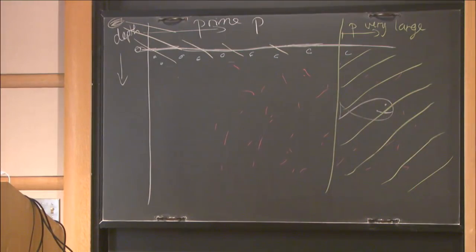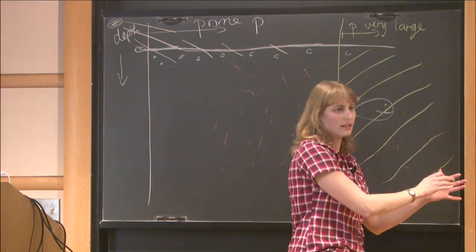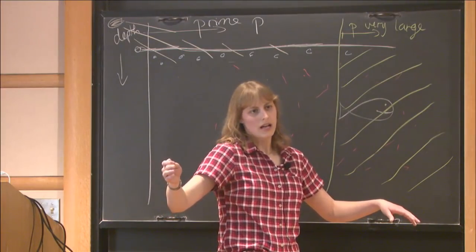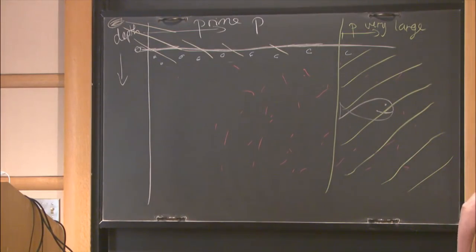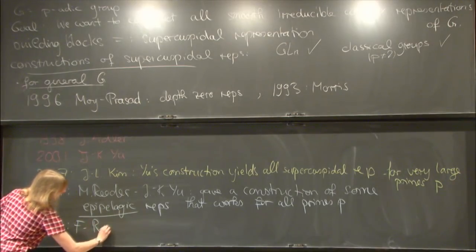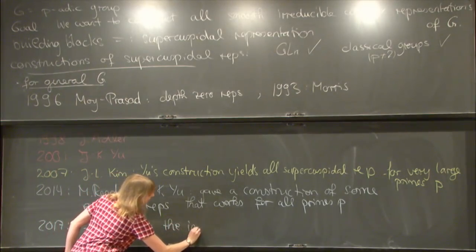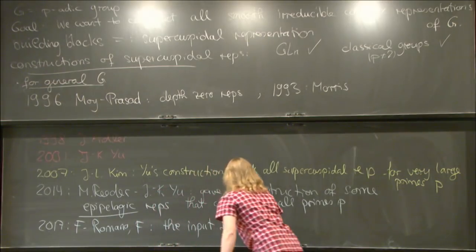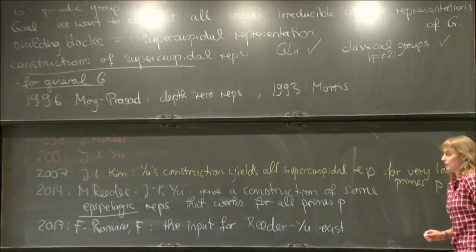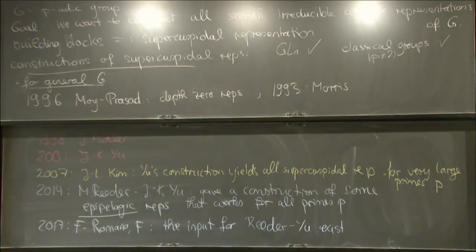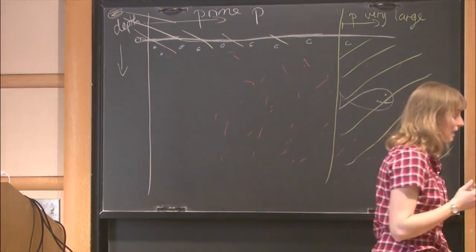Actually, I should say that they gave a construction. They said, OK, take an input that I tell you later about. Take the input, here's a construction, and the output are epipelagic representations. But they didn't really tell you that the input exists for small primes. So I should add that around 2017, partially in a joint paper with Beth Romano, we showed actually that the input for Reeder-Yu's construction exists. So that means we can actually go into this zone here. We have the fish that swim down here. So that's the current state of the art.